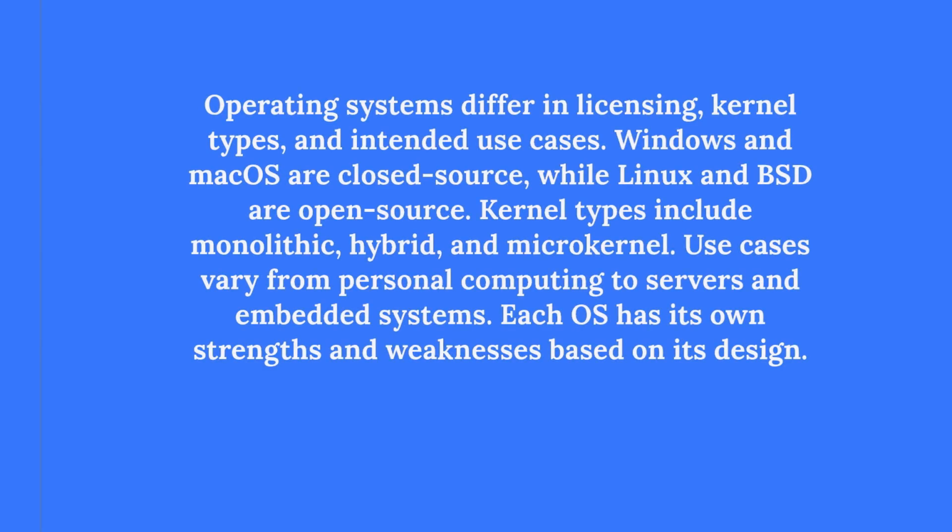Operating systems vary in license, kernel type, and use case. Windows and macOS are closed source, while Linux and BSD are open source. Kernel types include monolithic, hybrid, and microkernel. Use cases range from personal computing to servers and embedded systems. Each OS has strengths and weaknesses based on design.